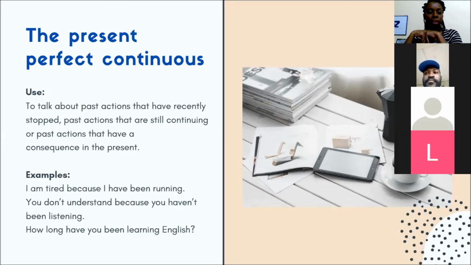How long have you been learning English? That's another example. I have been learning English. If you say I have been learning English, it's different than I have learned English. I have learned English would be the present perfect. It's something that happened in the past that has a consequence now, which is that I know English, but it has stopped.